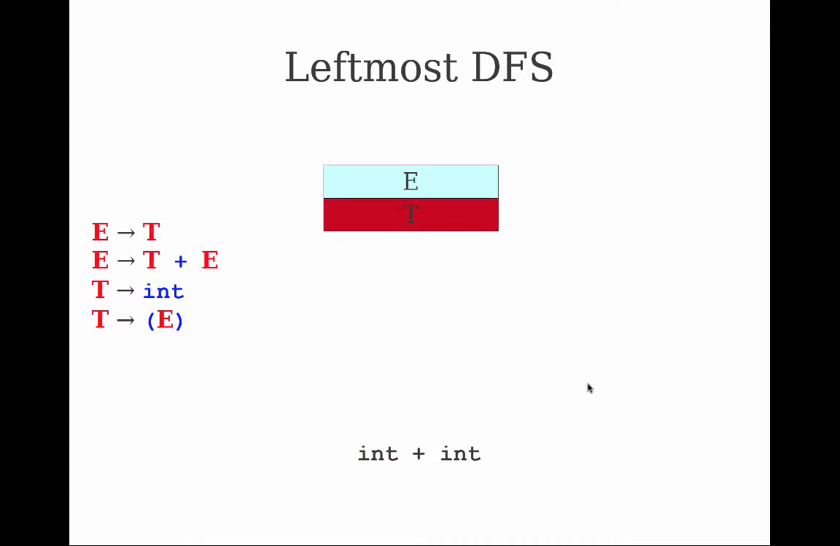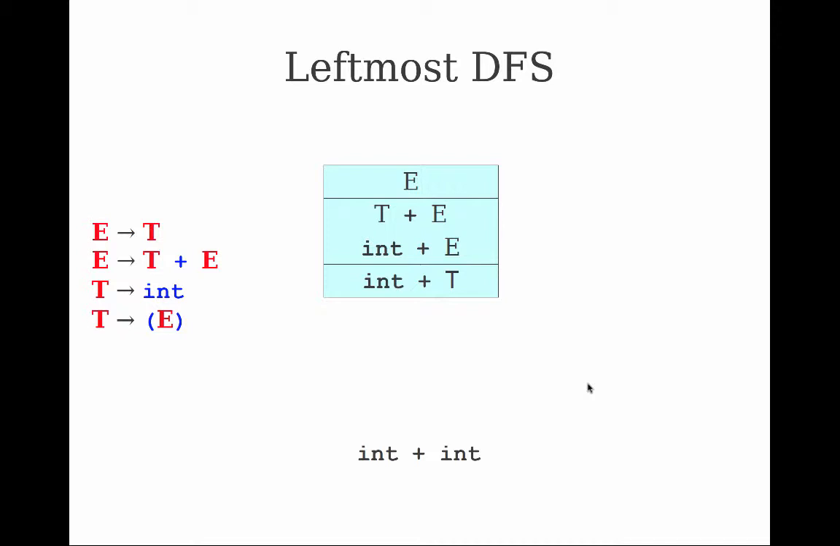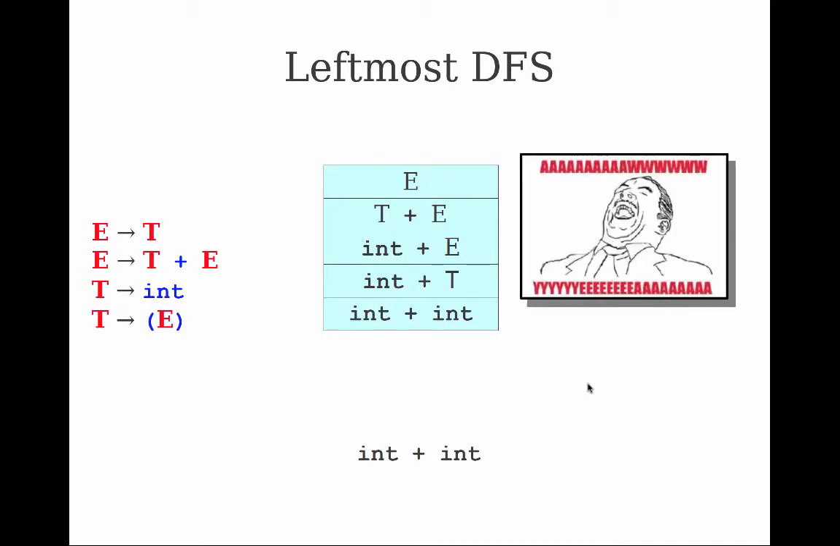And then we are done with our possibilities for T, so we back up to the E, and we try T plus E, which is the other possible expansion of E. Then we go int plus E, int plus T, int plus int, and we're done. So that's much better. But remember, this is a pretty small grammar, so even though it's much better, it still has some issues.